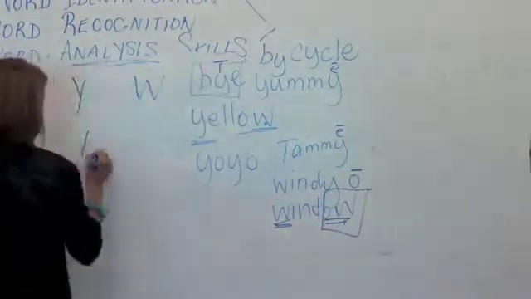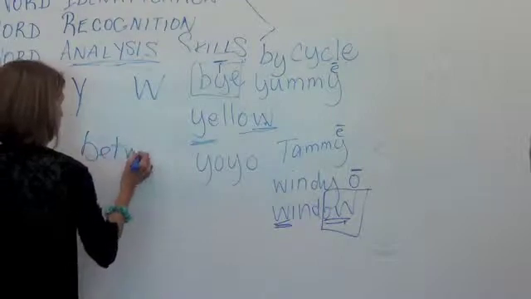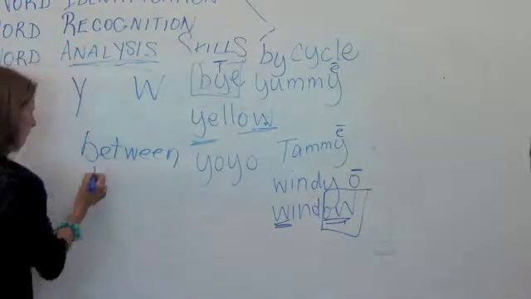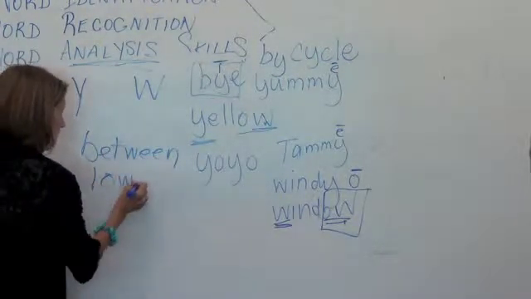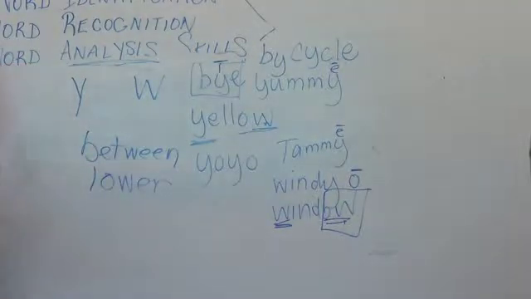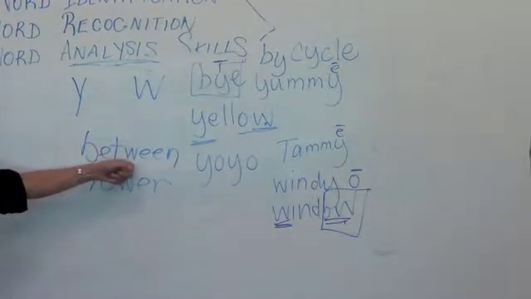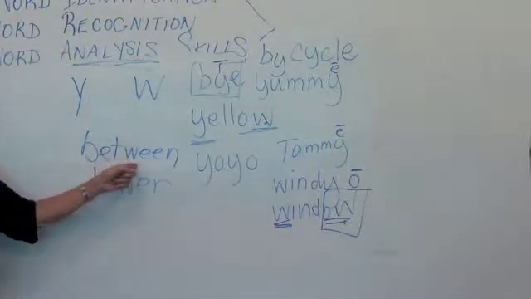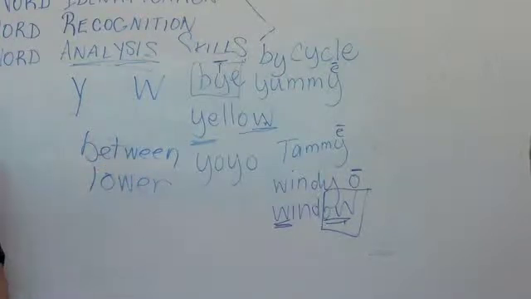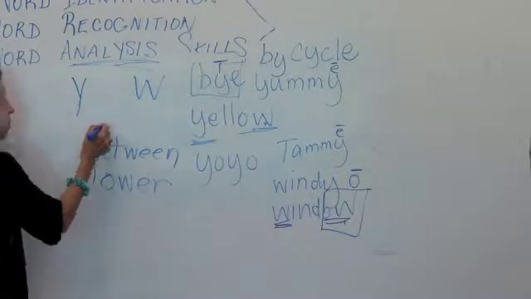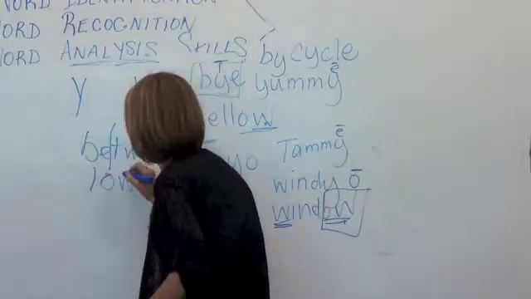Let's look at between. Is the W a consonant or a vowel in the word between? It's a consonant, isn't it? Because if we divided this into syllables, it would be be-tween.